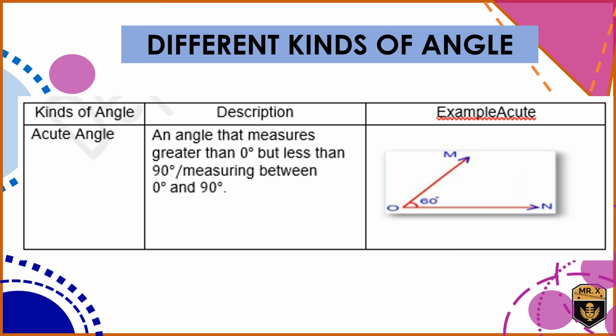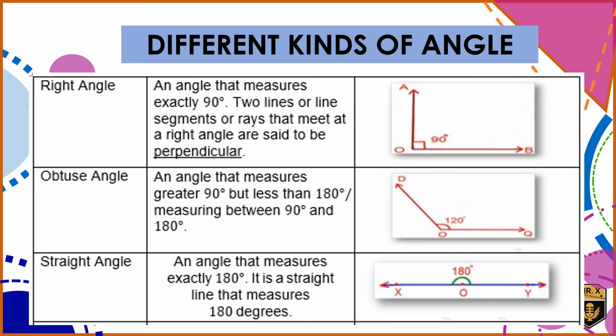Let's move to the different kinds of angle. First, we have acute angle, an angle that measures greater than 0 degrees but less than 90 degrees. It is called acute angle, no? Mao na yung example. Sa kaning example, we have 60 degrees. So, 60 degrees, more than 0 but less than 90, that's an example of acute angle. Next, right angle. Very simple. An angle that measures exactly 90 degrees.